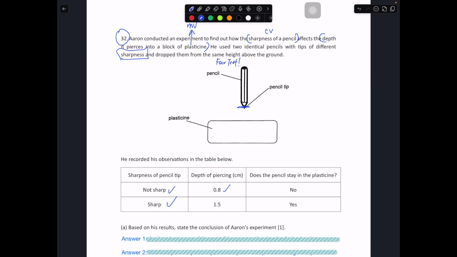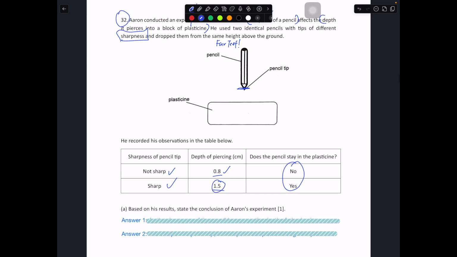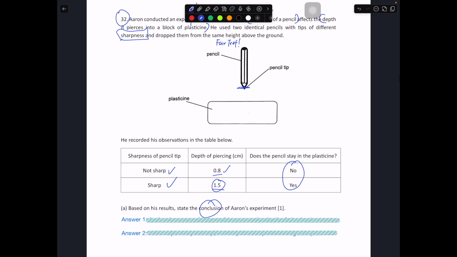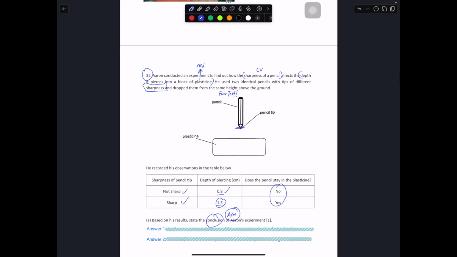So depth of piercing 0.8. Okay, the sharper one, 1.5, in fact is deeper. They also give you additional information, did it stay or did not stay. Okay, so based on this result, state the conclusion. Conclusion always goes back to the aim. Okay, always go back to the aim.